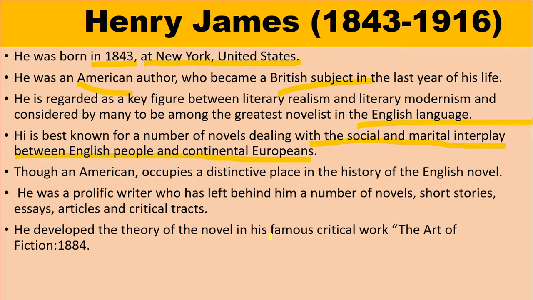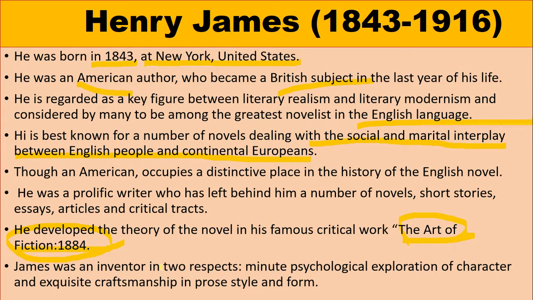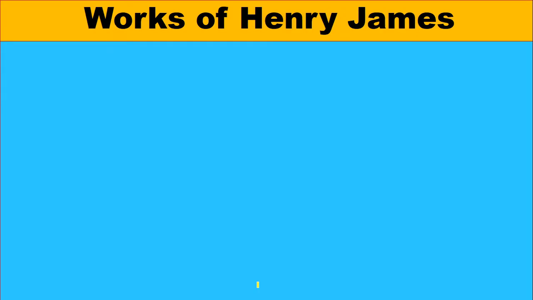He developed the theory of the novel in his famous critical work, The Art of Fiction, which was published in 1884. See, The Art of Fiction is a very important work on the point of critical work. In this Art of Fiction, Henry James said how to write fiction. That is the important theme of The Art of Fiction. James was an inventor in two respects: minute psychological exploration of character and exquisite craftsmanship in prose style and form.